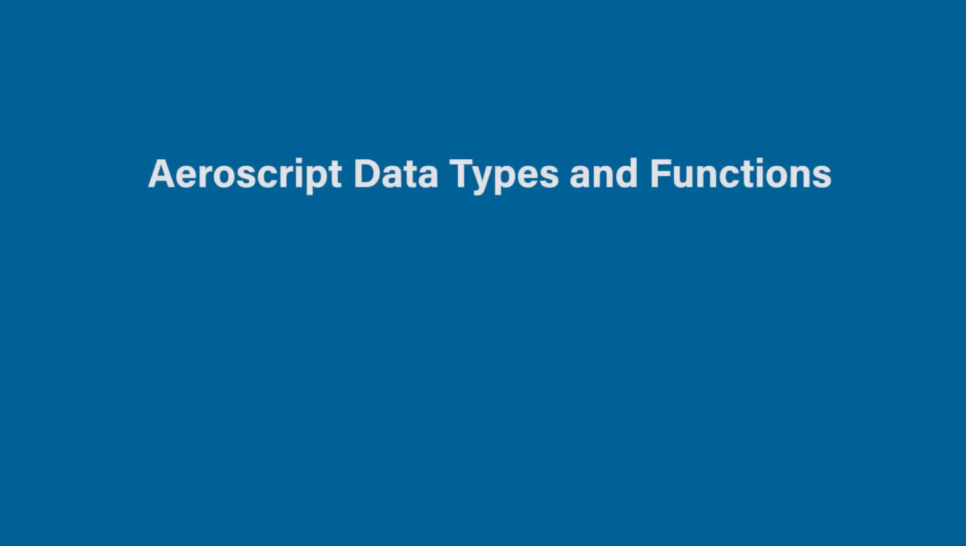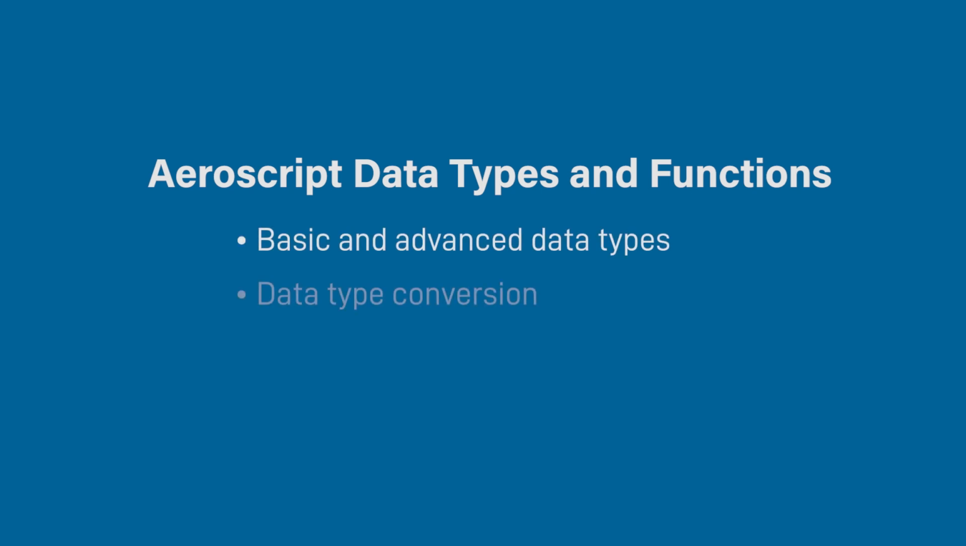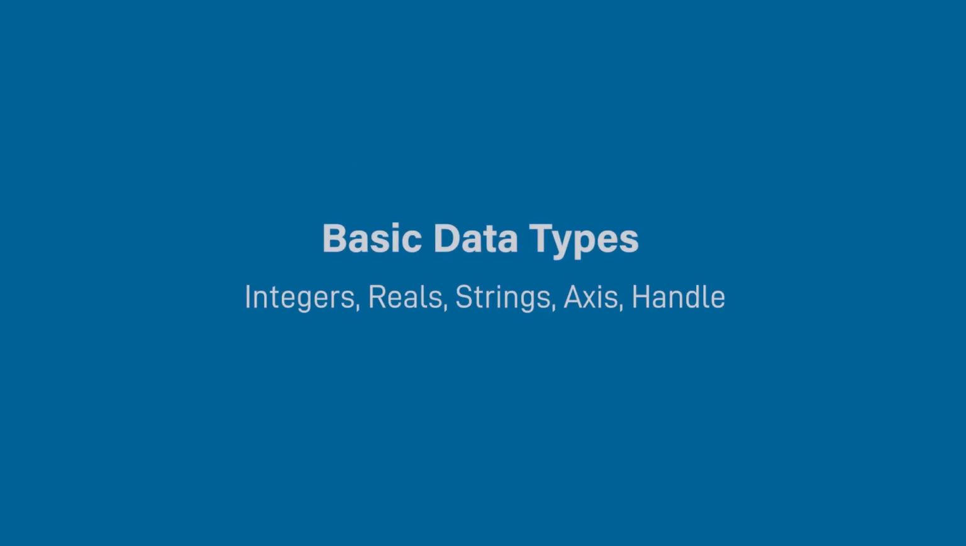In this video, we'll take a look at AeroScript data types and functions with a focus on basic and advanced data types, data type conversion, and function examples where we use different data types to accomplish different tasks that are quite common in the automation sphere. We'll begin with basic data types: integers, reals, strings, axis, and handle.